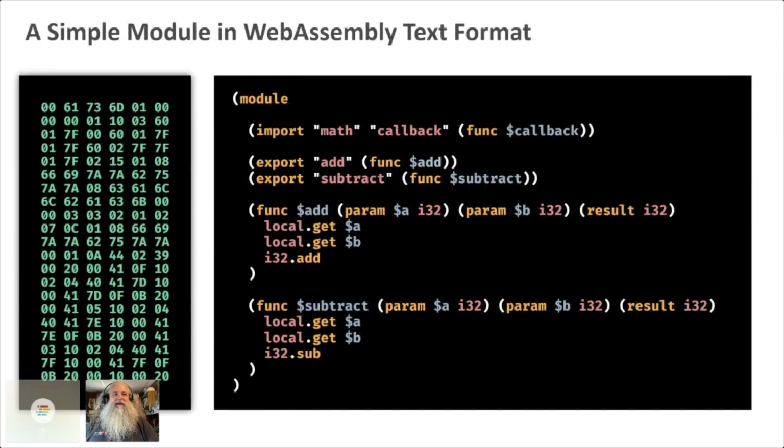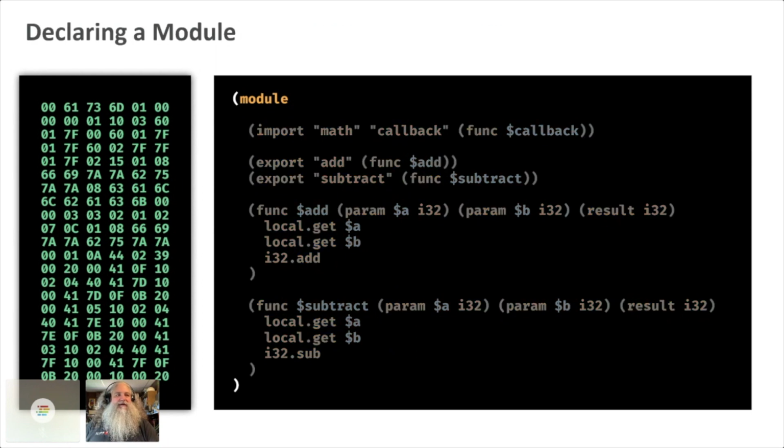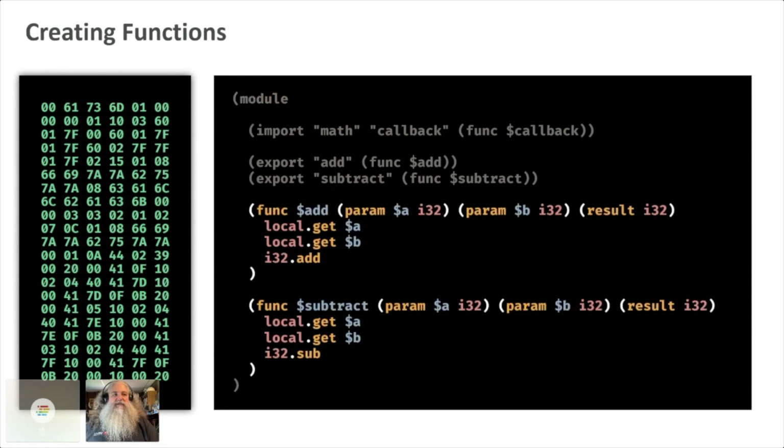From the WebAssembly side of things, I'm going to show you WebAssembly Text Format, which is the assembly language for WebAssembly. And WebAssembly Text Format looks like this. It has a module. Everything starts with a module. It's the container for everything. If you want to declare some functions, you just declare them using the syntax here.